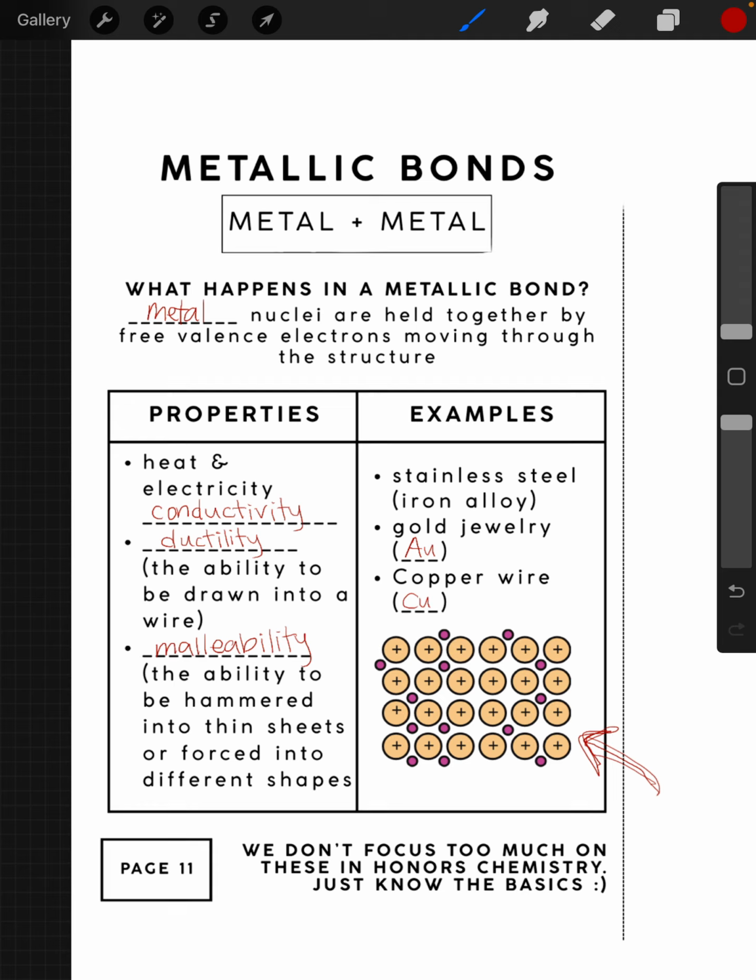So like gold foil is a great example. You can kind of hammer down that gold so that it will be flat. So that's really all you need to know. It's not really that deep.